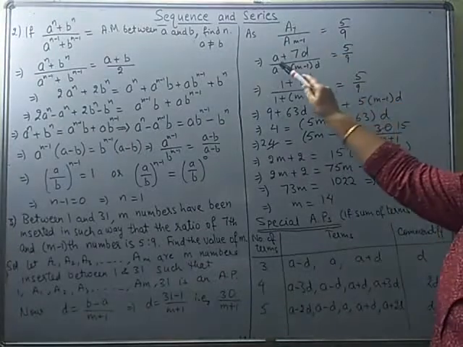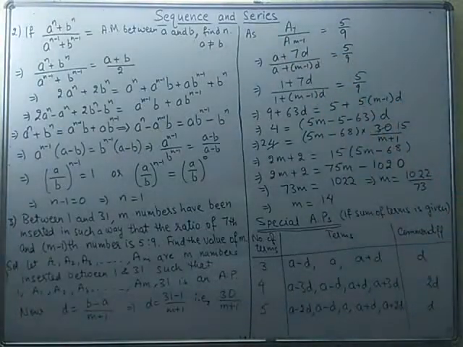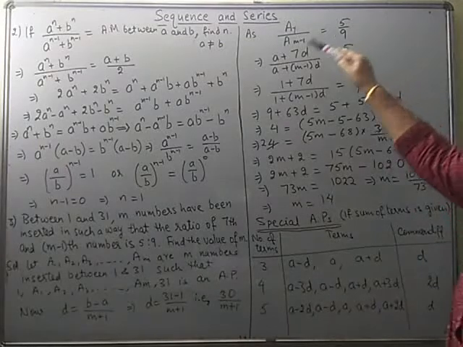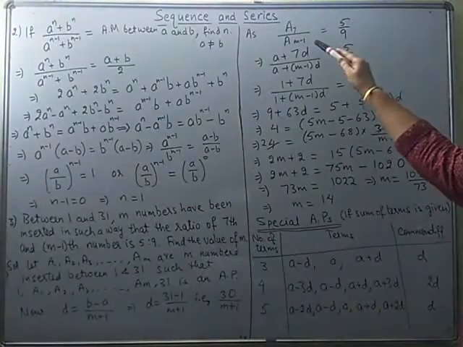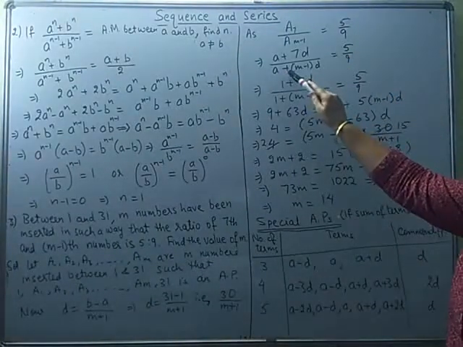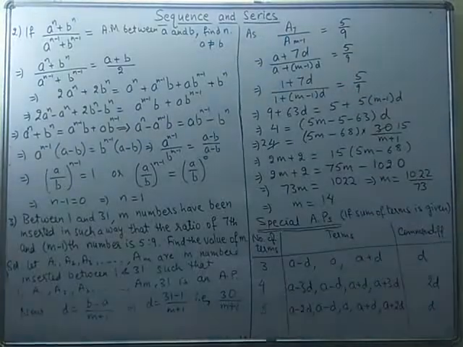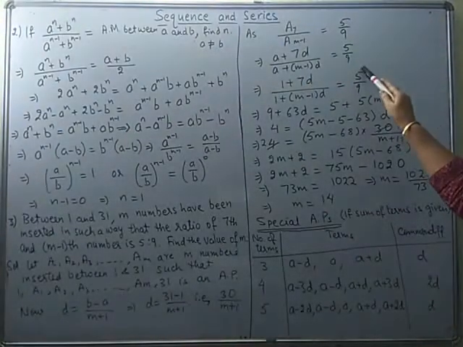Now A7 can be written as a plus 7d. Please recall, how did we write A1, A2, A3? A1 is a plus d. A2 is a plus 2d. A3 is a plus 3d. So A7 has to be a plus 7d. In the same way, A(m minus 1) will be a plus (m minus 1) into d. This is equal to 5 over 9.